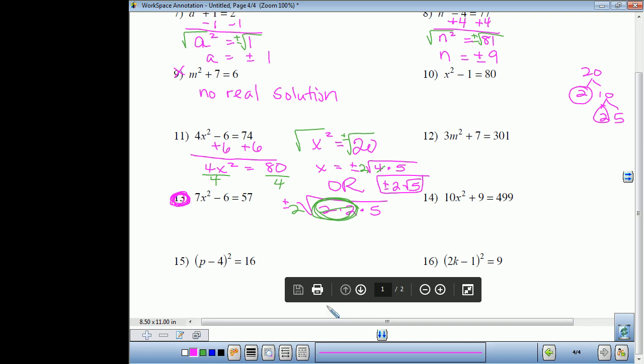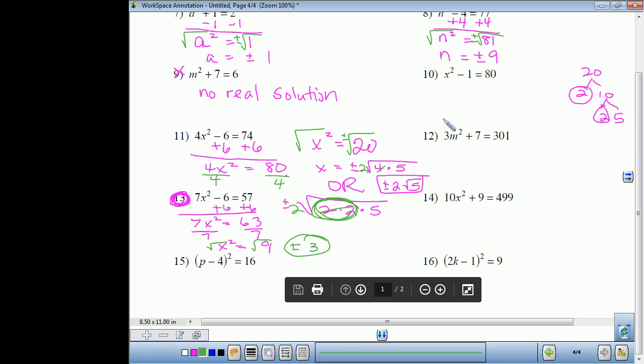If we don't put positive or negative, will you get the answer wrong? Half wrong. All right, so we're going to add 6, divide by the 7, and we get x squared equals 9. So this one turned out pretty, didn't it? Because when you take the square root, you get plus or minus 3. And so does 14.